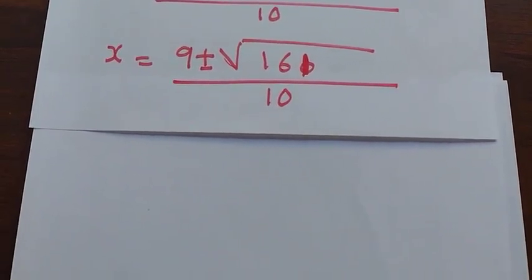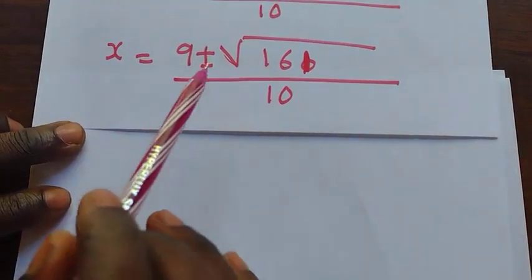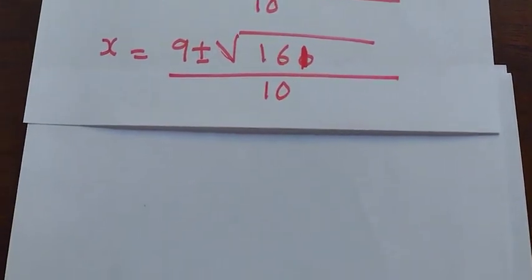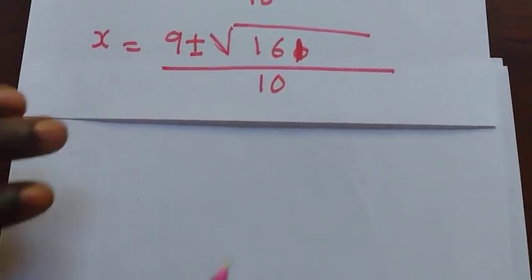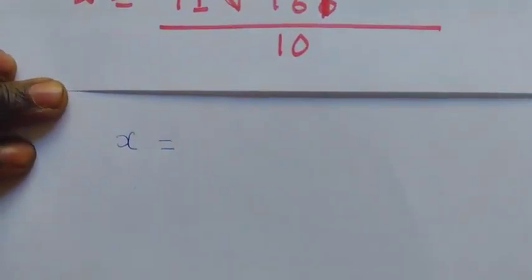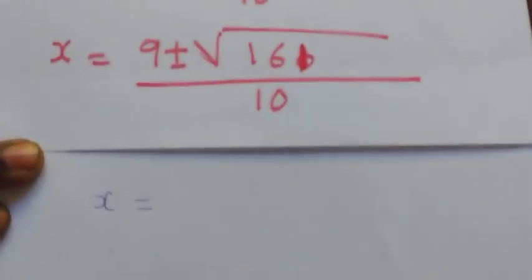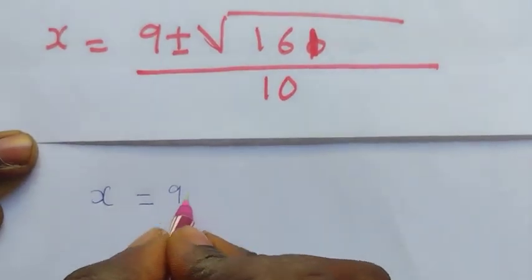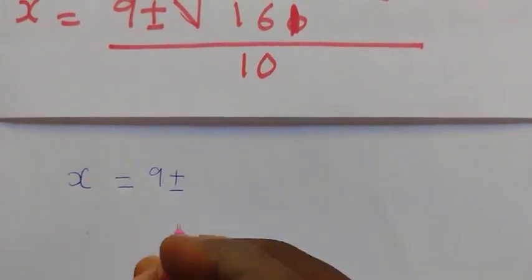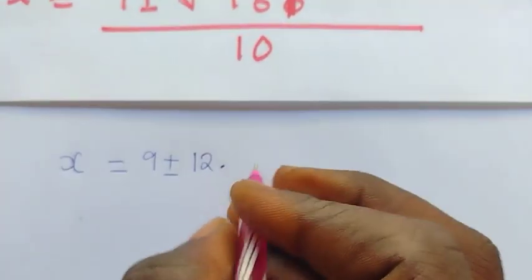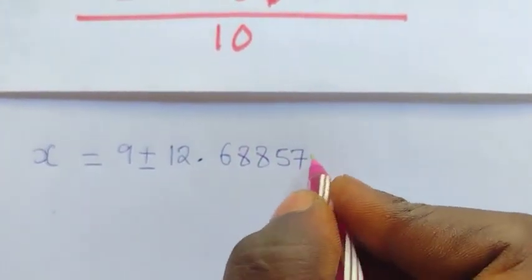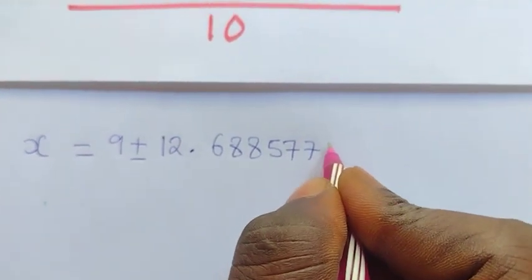Okay, so the value that you have found when you press on your calculator, the square root of 161, it's going to be what? So we say x equals 9 plus or minus the square root of that, okay? The square root of that is 12.68857, okay?